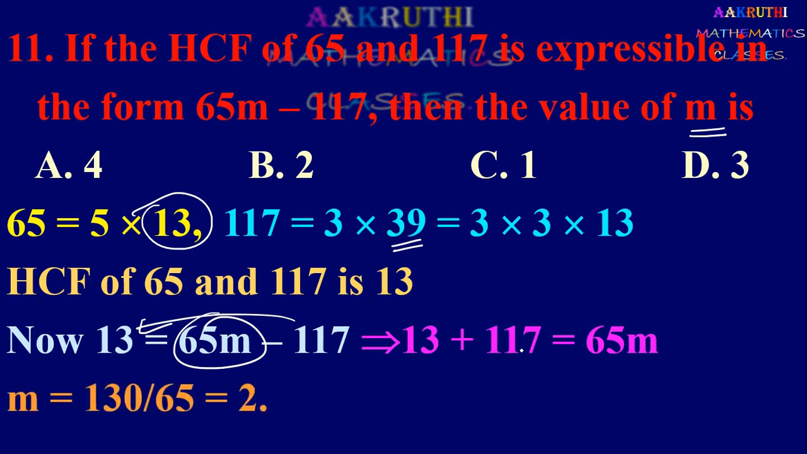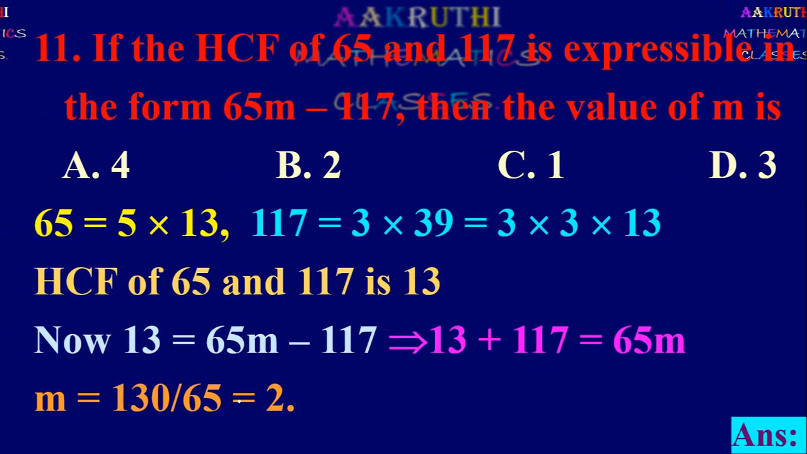That is 13 plus 117 equal to 130, and take 65 to this side. So we get 130 divided by 65, which is equal to 2. So therefore the m value is 2, which is option B. So here the m value is 2, that is 130 divided by 65, which is 2, which is option B.